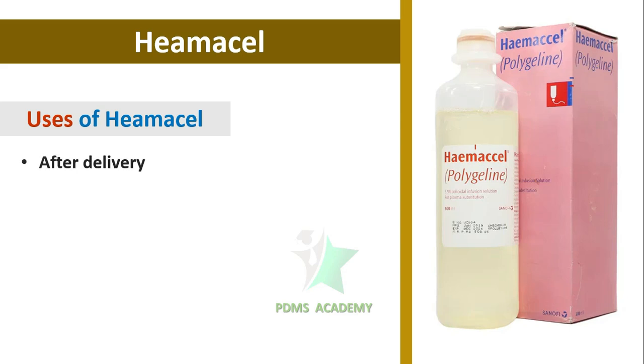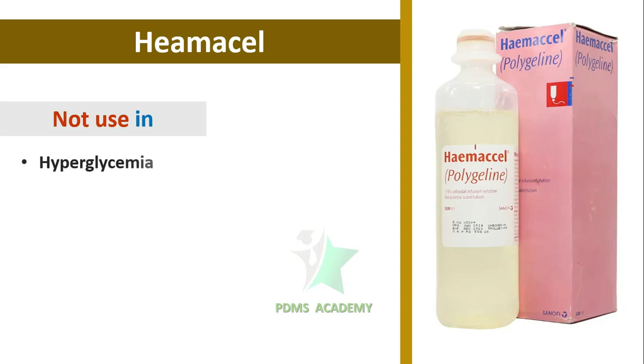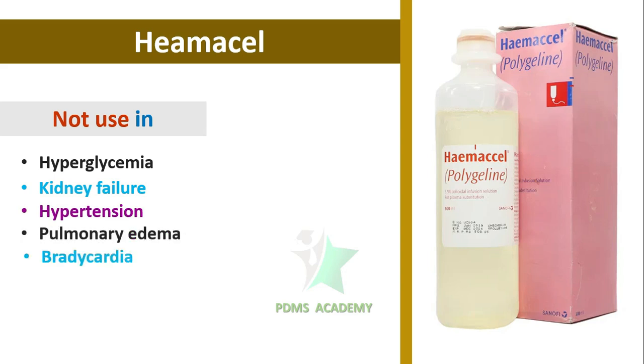Uses of Hemasil. It should be used after delivery, in heavy blood loss, in low plasma, or in low electrolytes condition. It should be used after surgery. Conditions in which Hemasil should not be used are hyperglycemia, kidney failure, hypertension, pulmonary edema, and bradycardia.